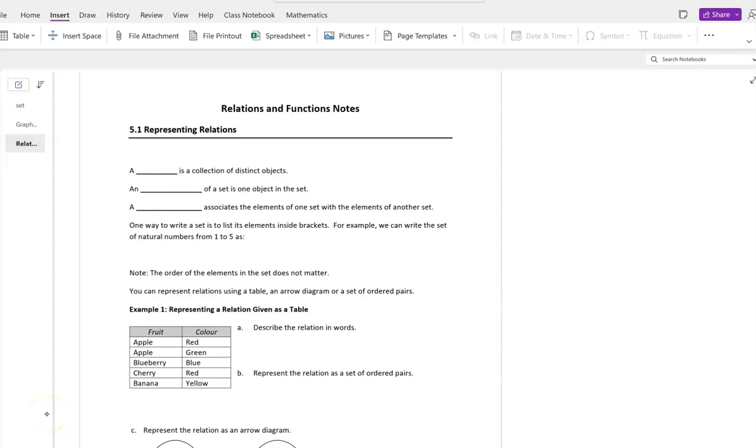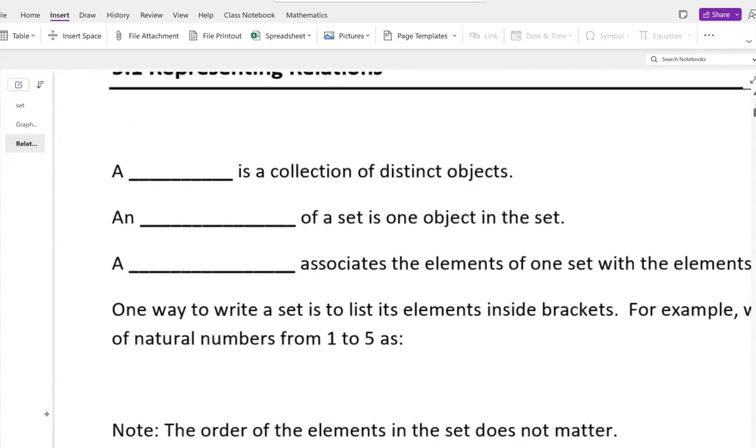Welcome to the unit on relations and functions. In this unit, we're going to learn about relations, learn about functions, and also some of the characteristics of a function. So let's get right into this.